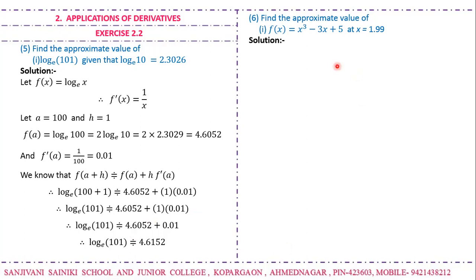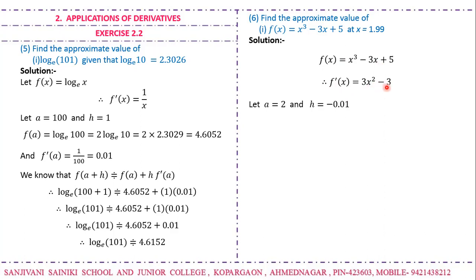Now the next example is f of x is equal to x cube minus 3x plus 5, and the point given is 1.99. So now we don't have to choose the function, it is already given, and the point is also given. So what is the integer closest to 1.99? It is 2. So we take a is equal to 2 and h is minus 0.01. This is f of x. So what is the derivative? It is 3x square minus 3.